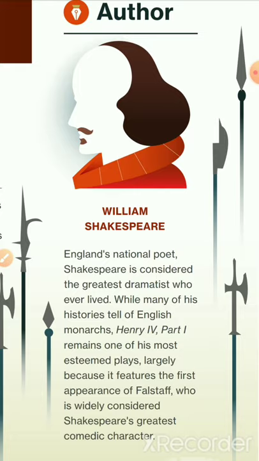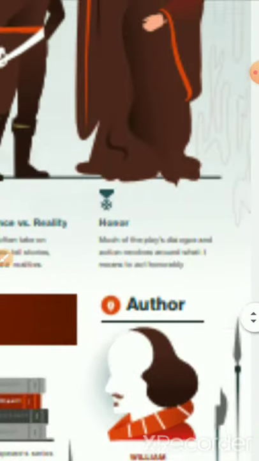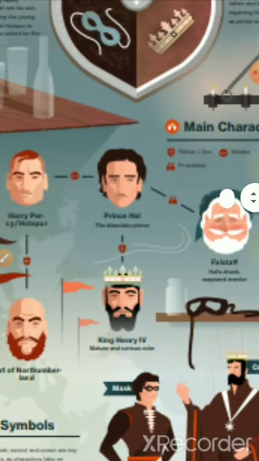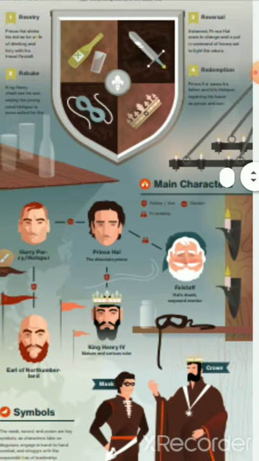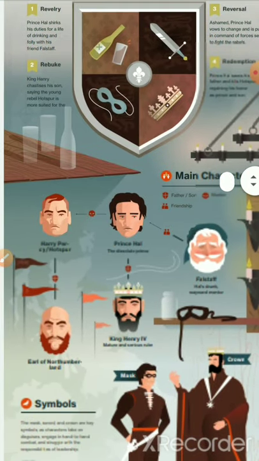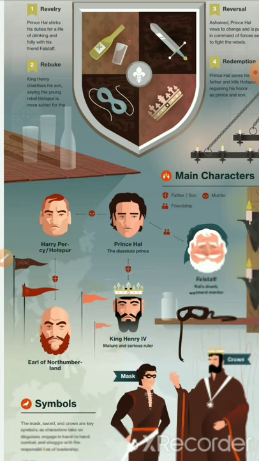So when we look at the fools and clowns and comedy characters of Shakespeare, the place for Sir John Falstaff is remarkable. When we have a look at the main characters of the play, we will notice that there aren't that many characters, but the characters who are in the play are very important.